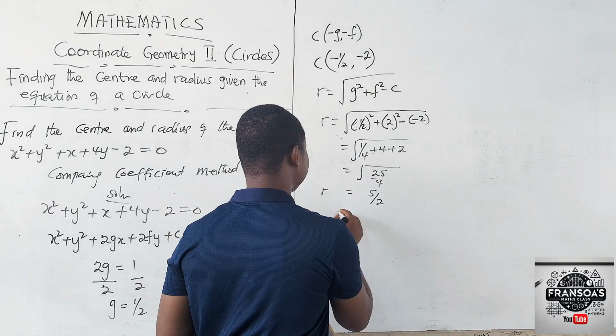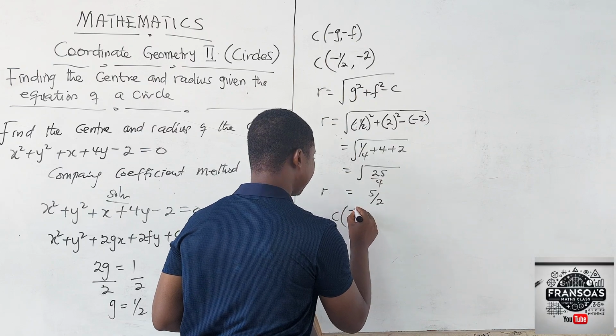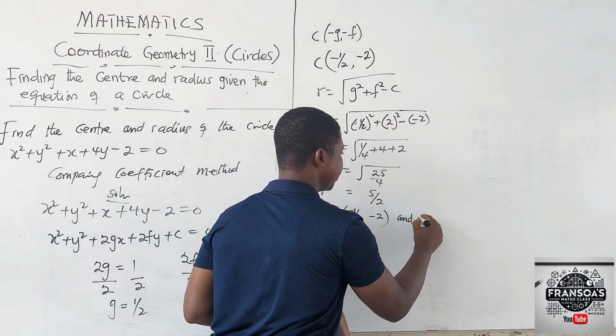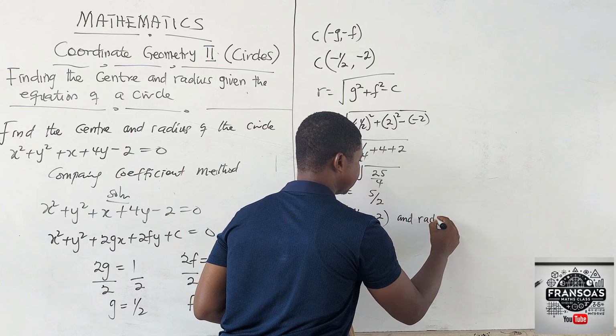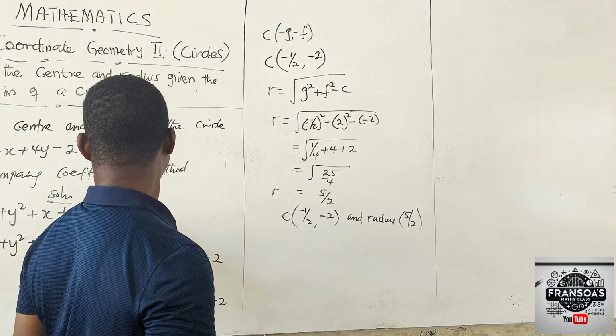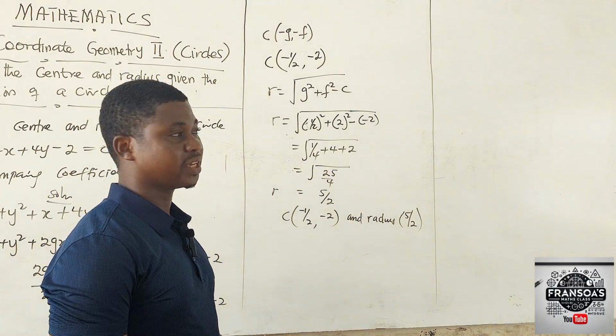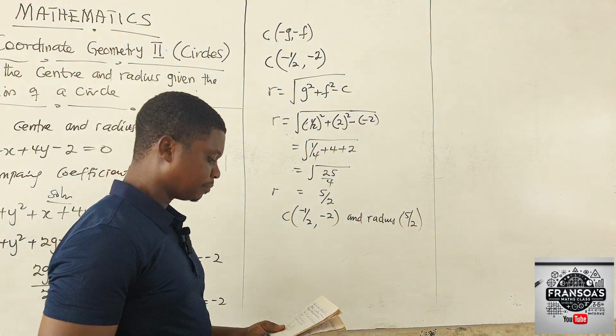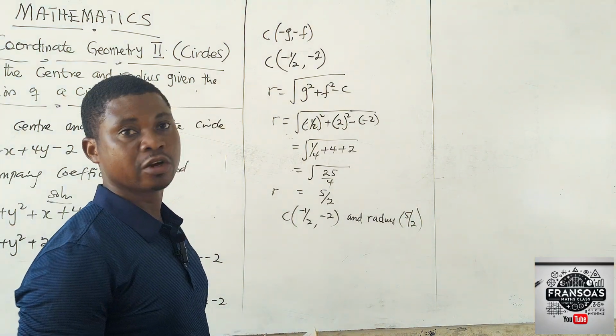So with this, we have the center to be negative half, negative 2, and radius 5 over 2. So that is for comparing coefficients. As I said earlier, we are also going to use the other method, which is completing the square.